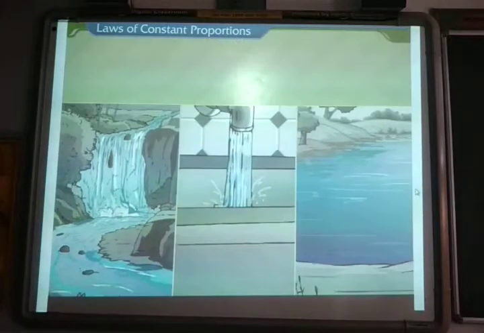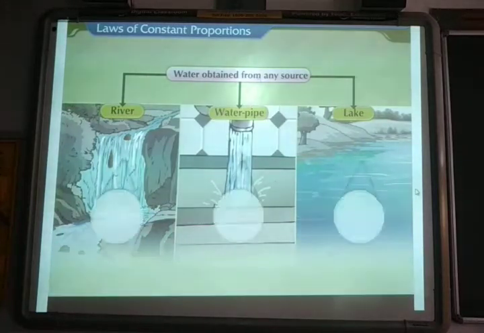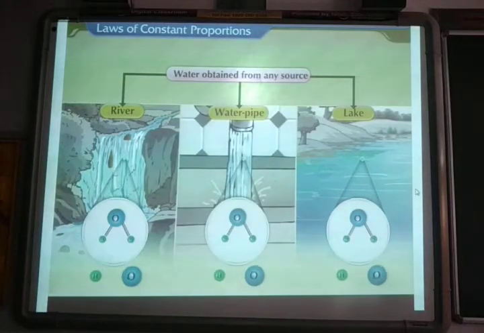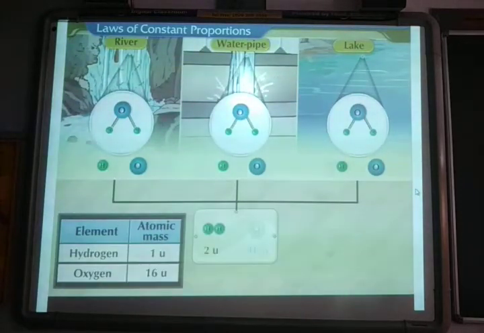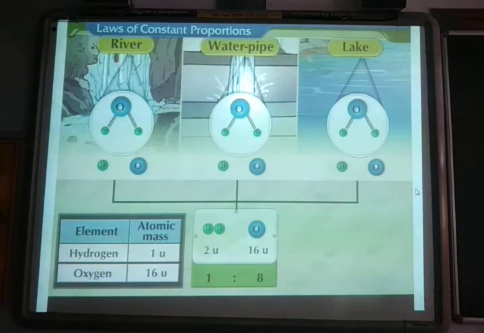For example, water obtained from any source will have the same two elements, hydrogen and oxygen, present. The proportion of hydrogen and oxygen is 1:8 by mass. This proportion will always remain the same irrespective of the source of water.